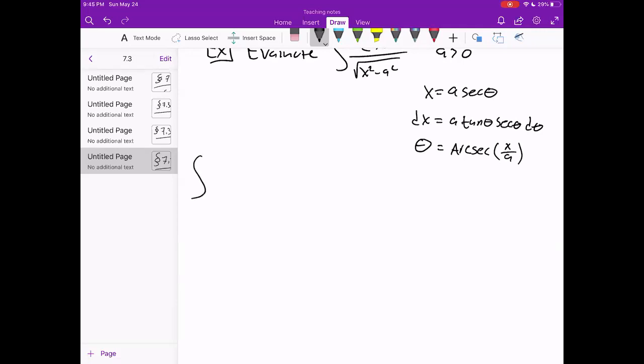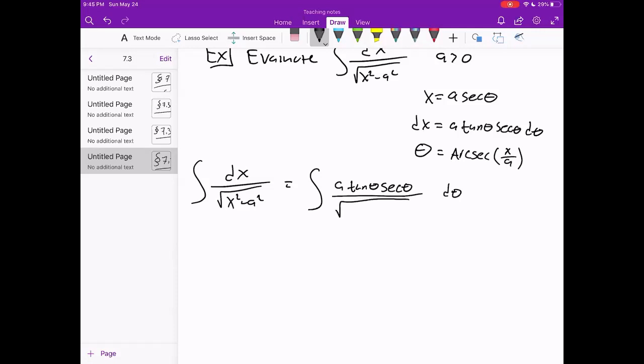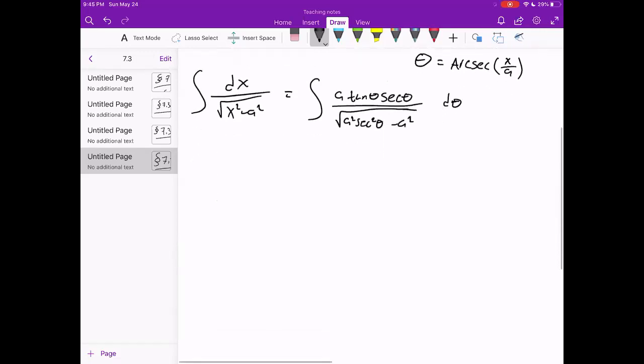So what I'm going to do is rewrite this integral. I have the integral dx over the square root of x squared minus a squared. If I do my substitution, I get the integral of, so dx is a tan theta secant theta d theta. Down in the bottom, I'm going to plug in a squared secant squared theta minus a squared. So I've just plugged in what x and dx are. I haven't done anything too crazy yet. Now we're going to simplify, try and get things to cancel.